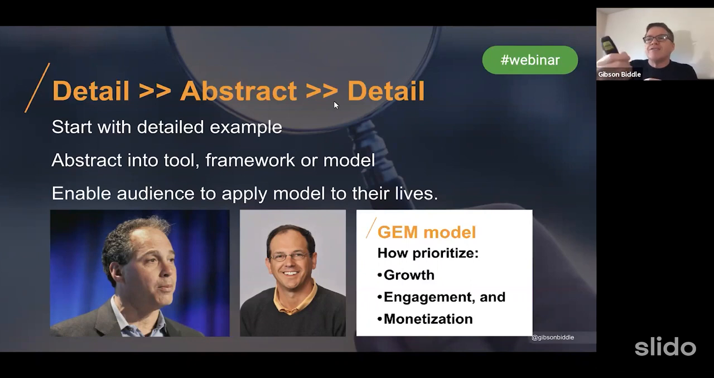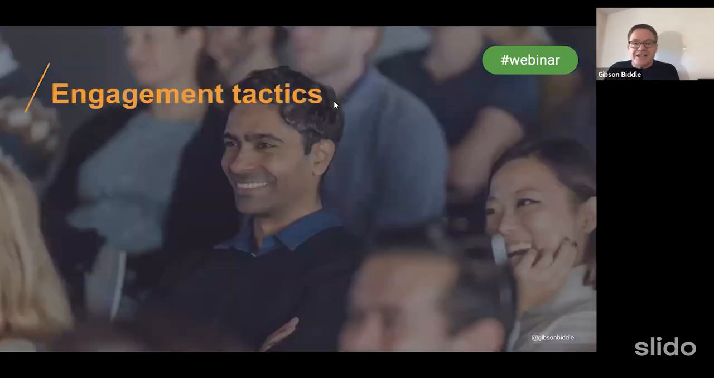So you can think about your company today, you know, is everyone aligned? If you asked everybody in the company how to prioritize these three forces, would they give the same answer? Anyways, what I've been trying to do is illustrate how I use the DAD model to land tools, models, and frameworks.